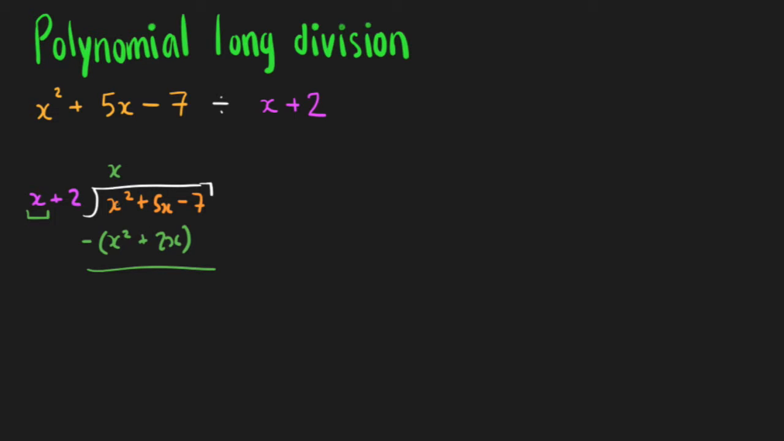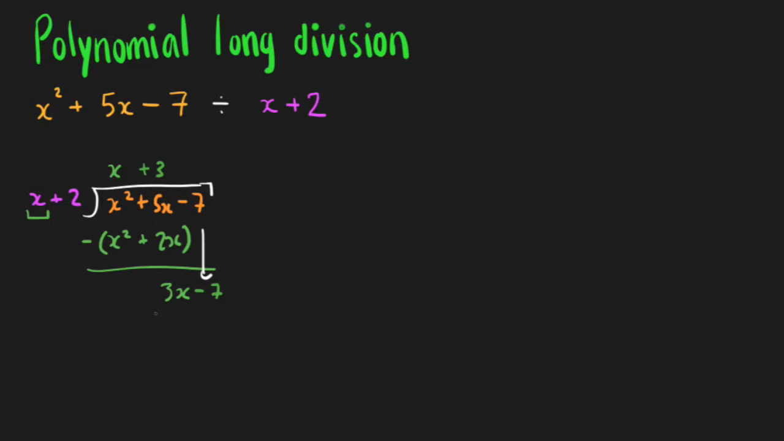Okay, now x squared minus x squared is 0. 5x minus 2x is 3x. Just like before, the negative 7 carries over, and we have negative 7 there. Okay, we ask ourselves the same question. What do we need to multiply x with to get 3x? Okay, it's simple, just multiply it by 3.